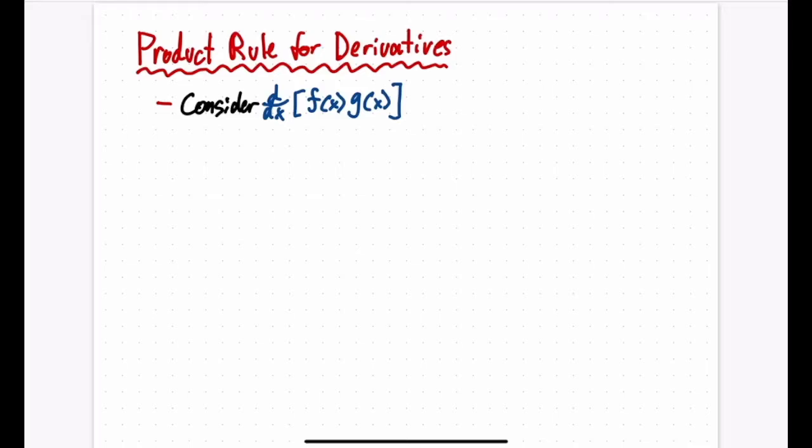So let's consider two functions f of x and g of x. Now, we're going to do the same thing that we've done every other time we've started to do something that had just basic functions, or anytime we've tried to find the derivative of something that we don't have an existing rule for.